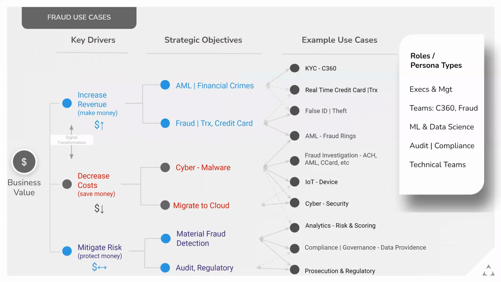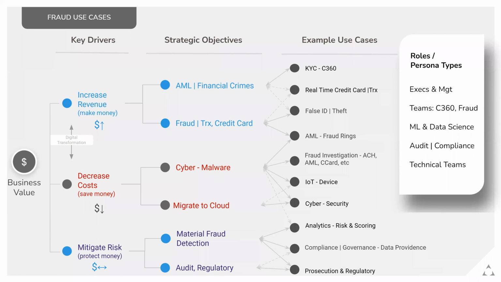Next slide, please. If you look at what the key drivers are, there are three rules in business, right? Make money, save money, and protect money. But if you actually think about the strategic objectives from a 30,000-foot point of view, you have AML and fraud on the make money side. You have the cyber and cloud capabilities that can help you save money, and our solution is available on the cloud today. And then finally, in terms of protecting money, we have fraud detection and audit and regulatory compliance.